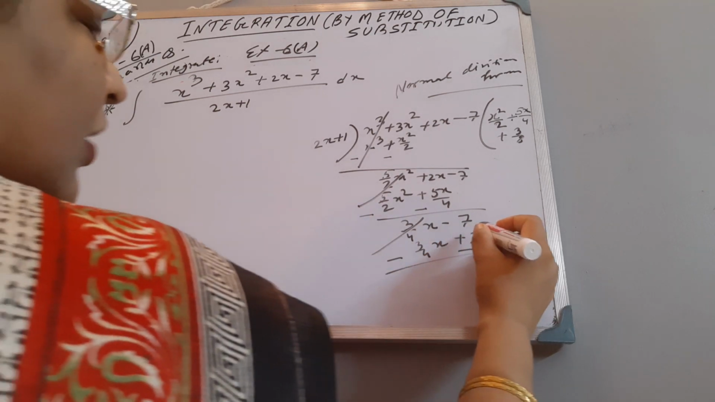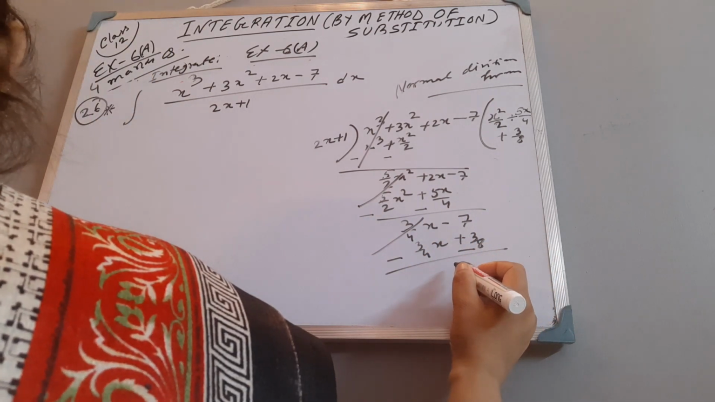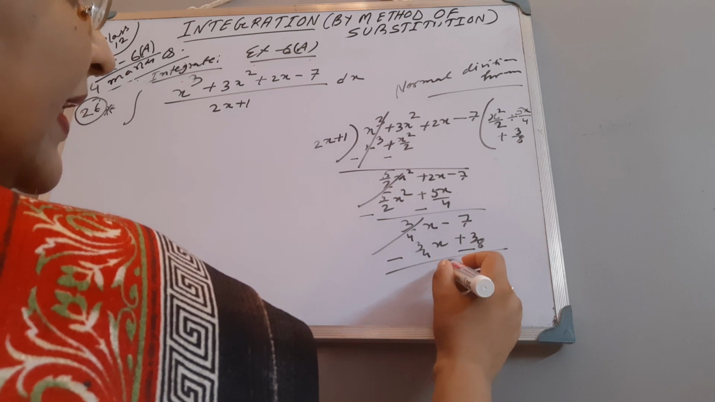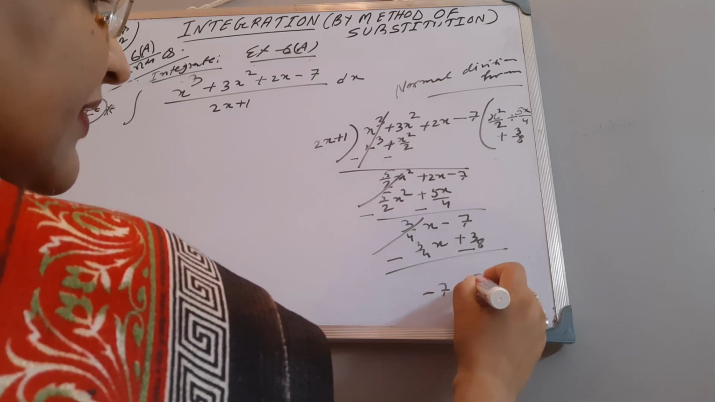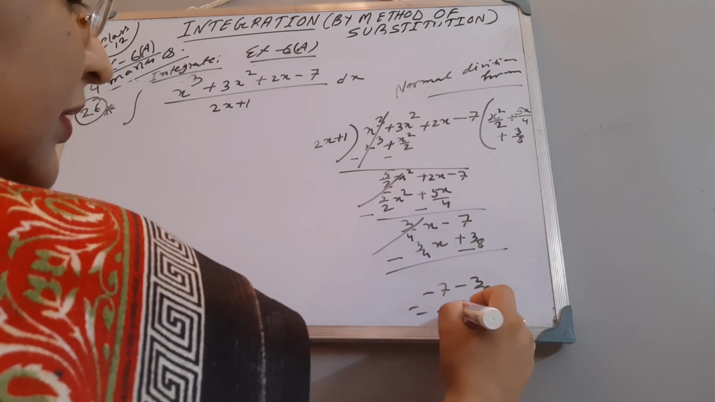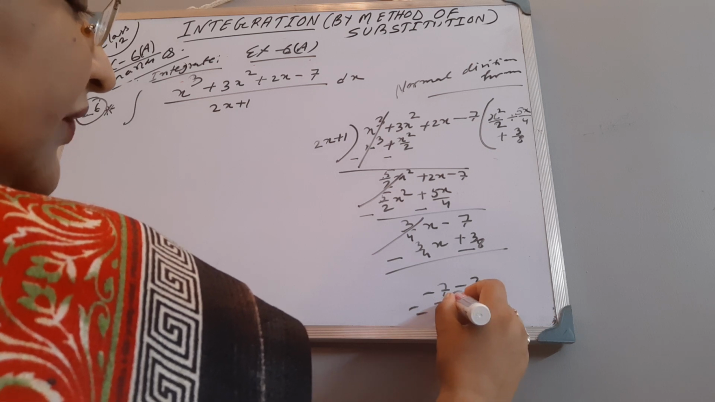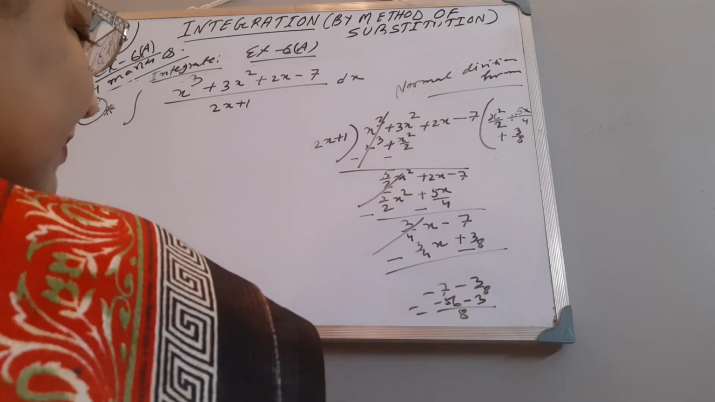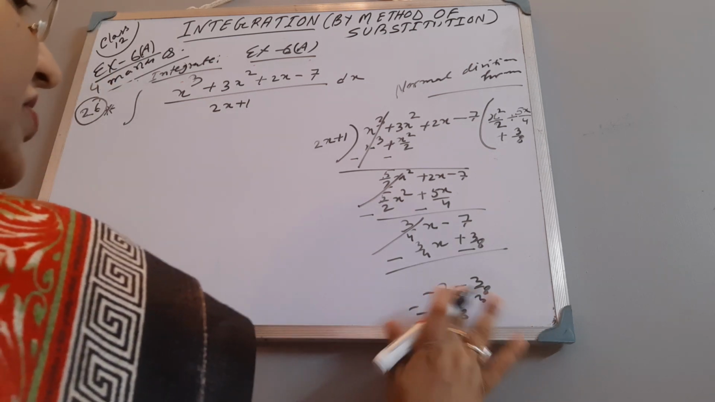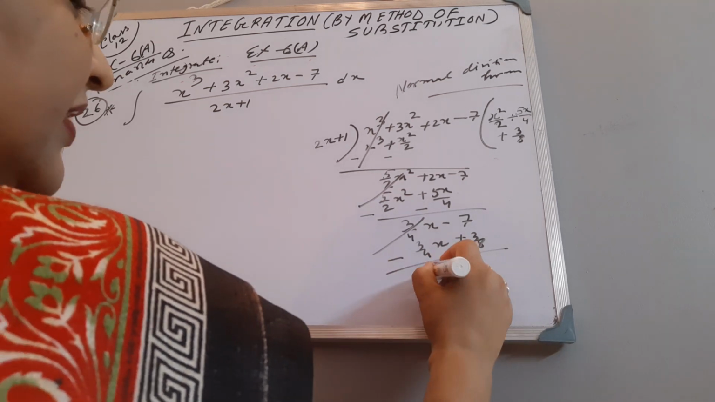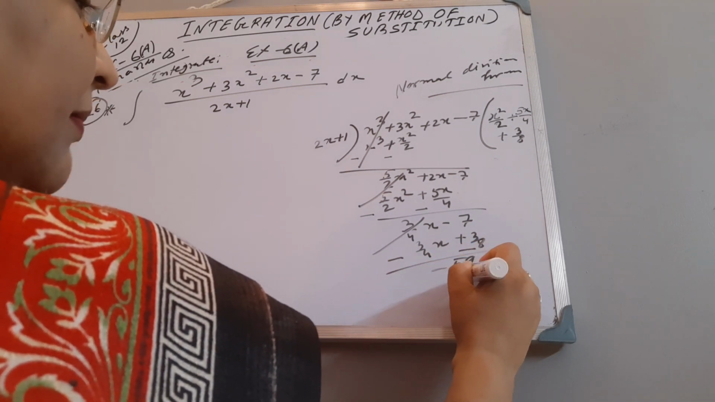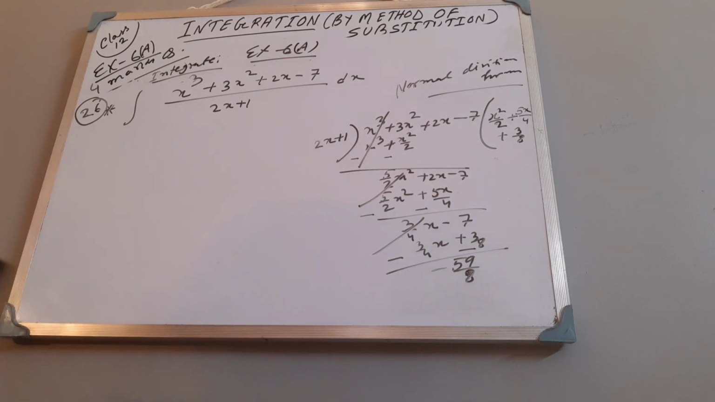So what we get now? Minus 7 minus 3 by 8. Minus 7 minus 3 by 8 means 8 into 7 is 56, minus 3. It's coming minus 59 by 8. This is the remainder, minus 59 by 8.